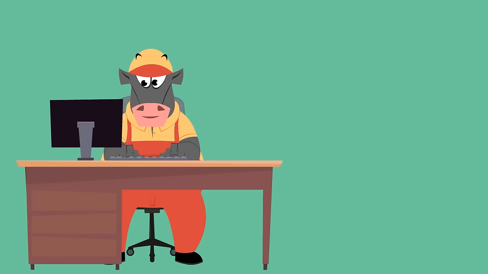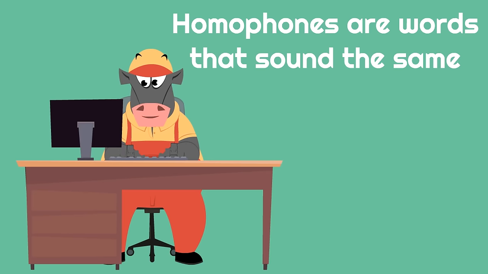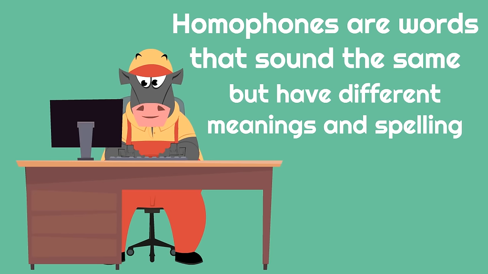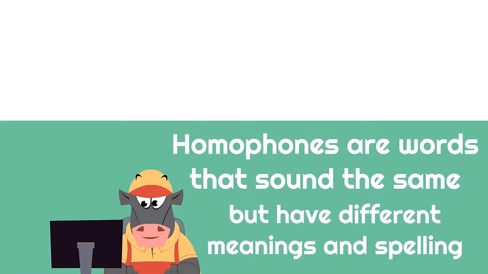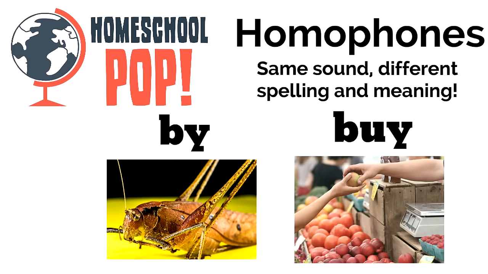We want to make sure you really understand this. Homophones are words that sound the same, but have different meanings and spelling. Like buy and by. This first by means near or close to. The photographer that took this picture was by the grasshopper. This second buy means to purchase. You do this at stores, don't you? This person is buying an apple. Buy and by. They're homophones.